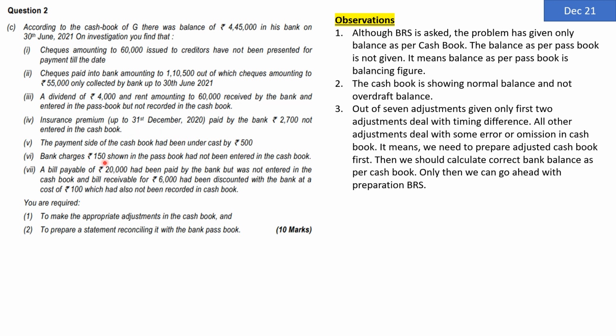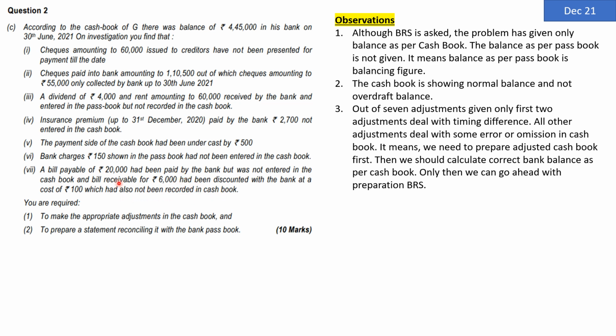Next is bank charges of 150 shown in the passbook had not been entered in the cash book. So it is not entered in cash book, we will record, and since they are charges, that means it is payment, it will come on payment side of cash book. A bill payable of rupees 20,000 had been paid by the bank but was not entered in the cash book, and a bill receivable of rupees 6,000 had been discounted with the bank at a cost of rupees 100, which has also not been recorded in cash book. So these are the two entries. Both are omitted in cash book.